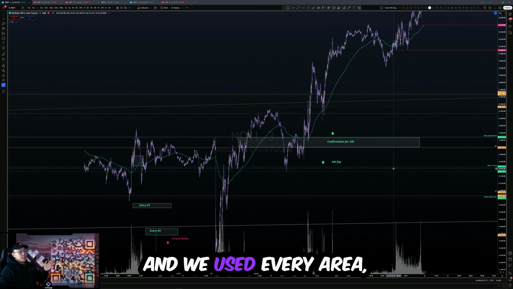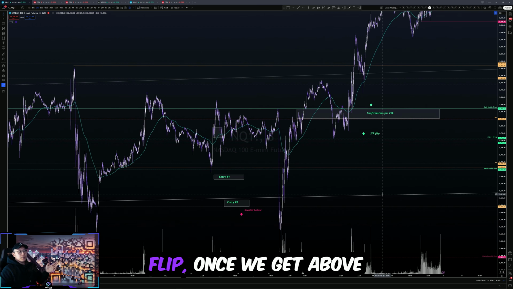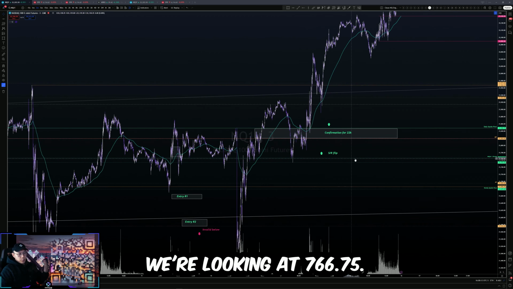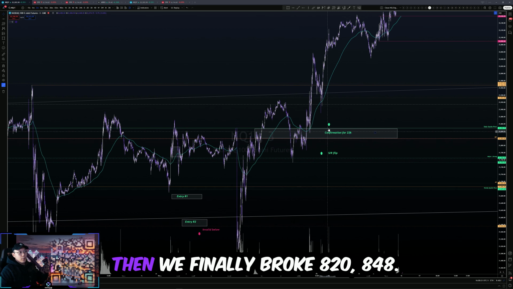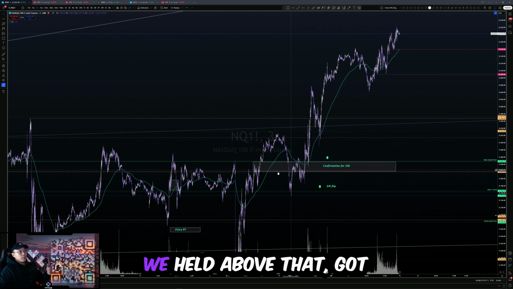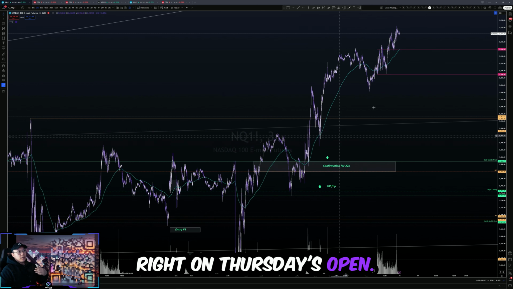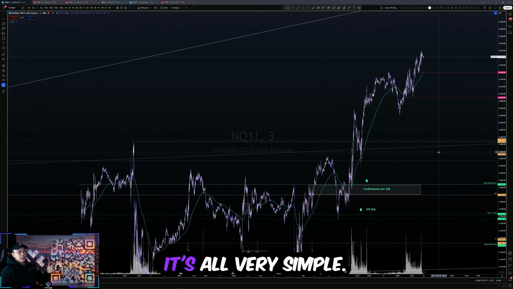And we used every area, every big pivot as an SNR flip. Once we get above 67950 and we hold above it, we're looking at 76675. And we even got the SNR flip on Thursday. Okay. Then we finally broke 820, 848. We held above that, got another bullish retest right on Thursday's open. Now we're trading at 22,200. Okay, it's all very simple.